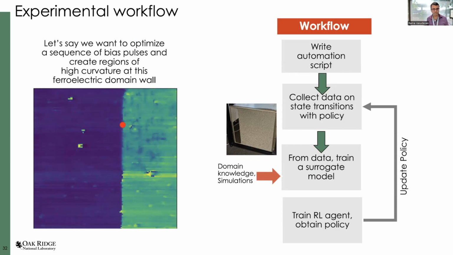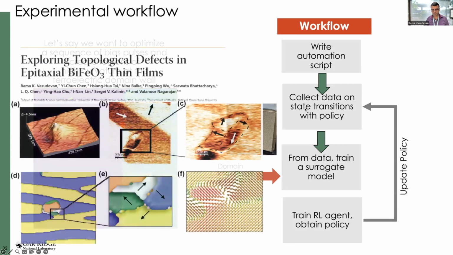So we have these transitions that we can collect. So the first goal here is that we need to write some kind of automated script to collect data on the state transitions with some kind of, let's say, random policy. Why might we want to do this, by the way? It's not just because we're interested in trying to do reinforcement learning, or that is one of the motivations.